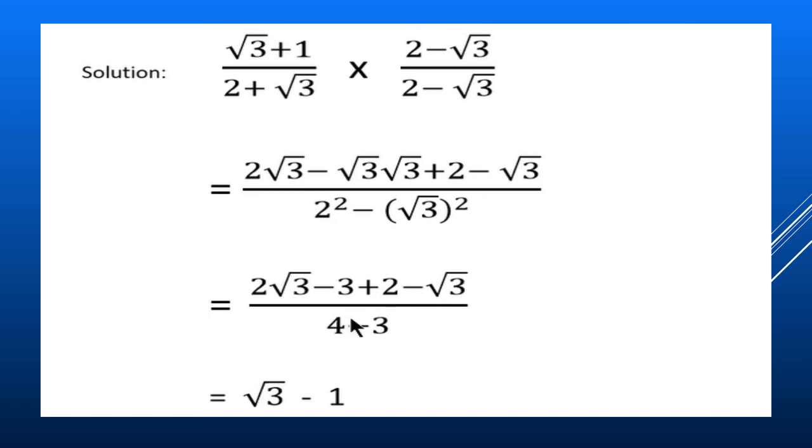Negative 3 plus 2 is negative 1, and in the denominator you have 4 minus 3 is 1, so we are left with root 3 minus 1, and you can see that we have rationalized the denominator of the given fraction.